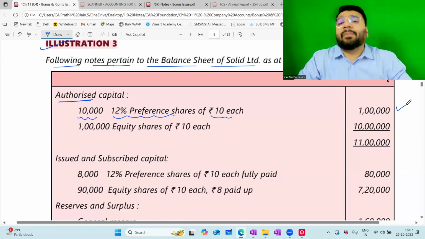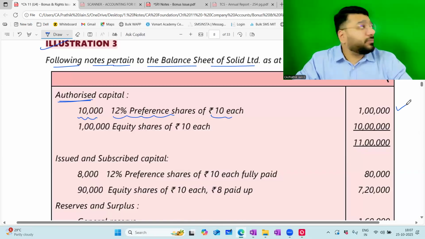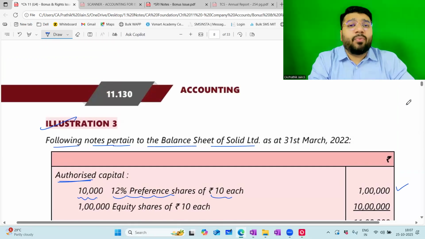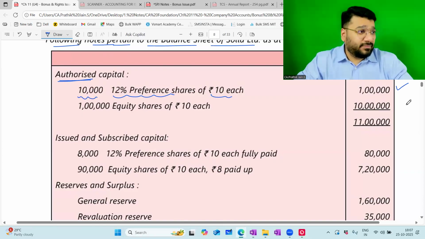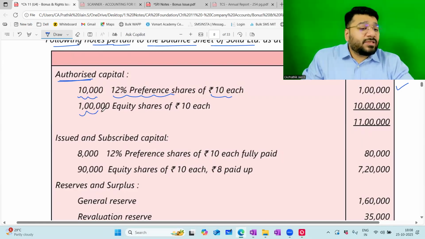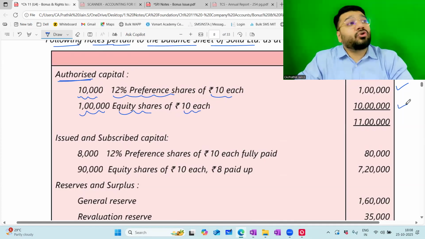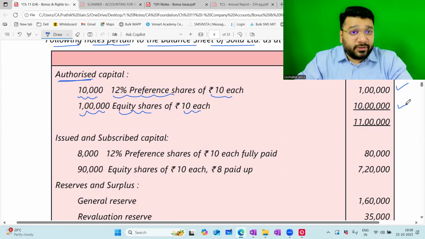So what is my authorized preference capital? Page number 11.130. What is the authorized preference share capital, Varun? I'm asking what is authorized preference share capital. Now, further the company says that there is 1 lakh equity shares of 10 each. So what is authorized equity share capital? 10 lakhs. So total authorized capital how much? 11 lakh. Very, very important.